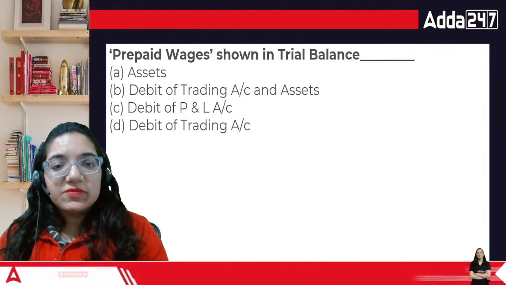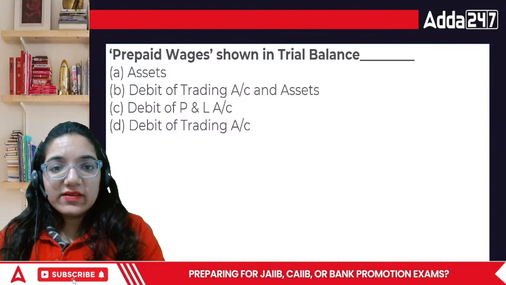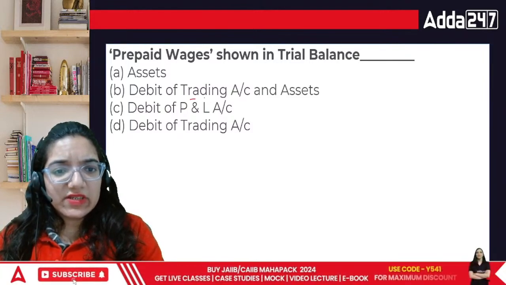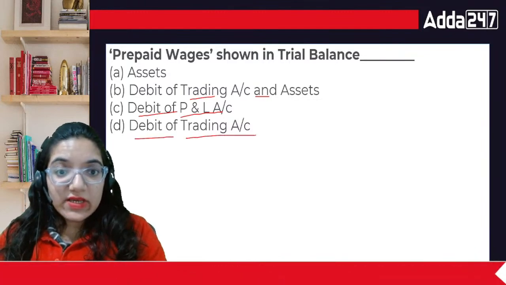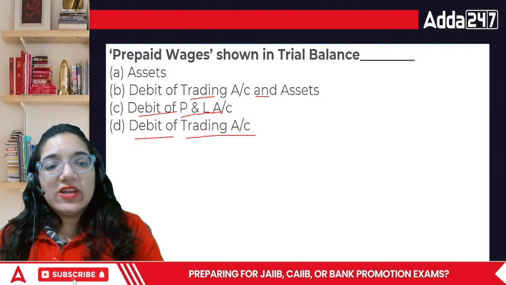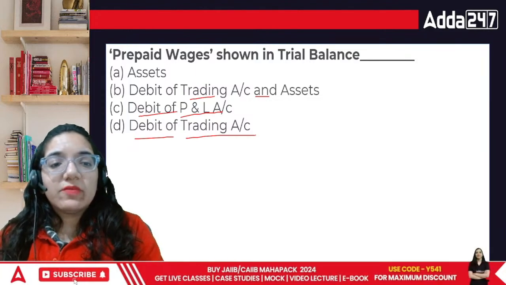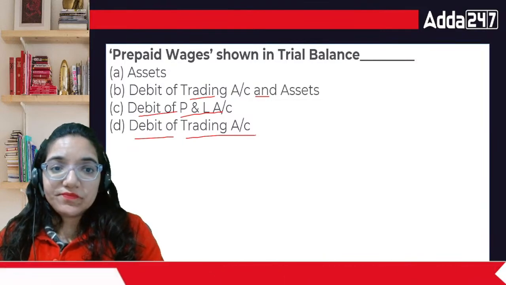The question says prepaid wages in the trial balance are assets. They are debit in the trading account and assets. It is basically debit in the P&L or debit of the trading account. I discussed the area of the trading account today. In the upcoming class, I'll also give you the format of the P&L and balance sheet so that you can prepare properly.